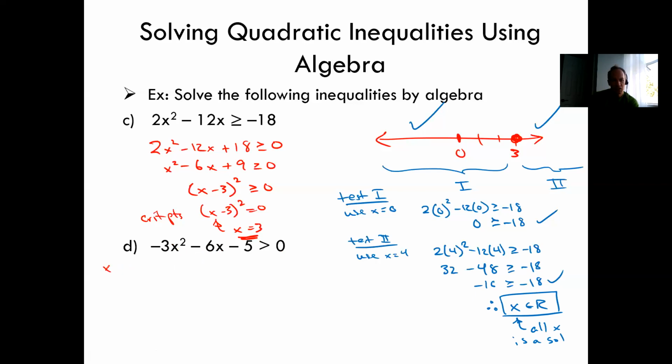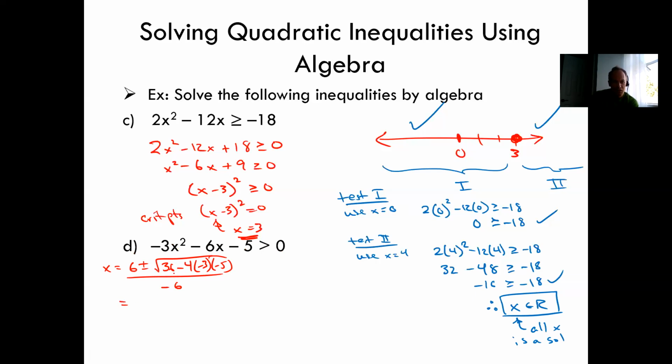And I'm going to use the quadratic formula. So I'm going to set this equal to 0 because I want to find the critical points. And I'm going to actually use the quadratic formula. So I'm going to go 6 plus or minus, so b plus or minus the square root of b squared minus 4ac, all over 2a, so that's -6.